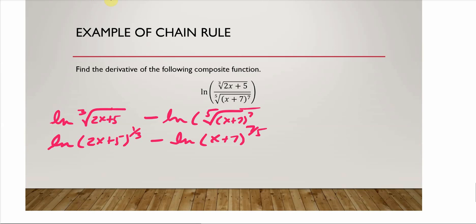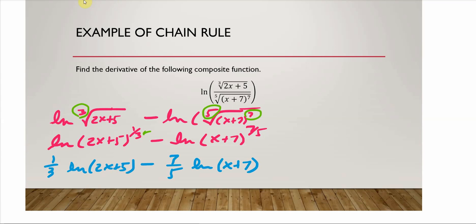Now remember what I said in a previous video. This guy is considered to be your root, and this is your power. So the roots, where do we find roots of a tree? In the bottom. So that's why we put the 5 on the bottom and 7 on top. And here's my root. My root is a 3, so I put it on the bottom. So now I'm about to use the properties of logs. That means that I'm going to rewrite this as 1/3 ln of 2x plus 5 minus 7/5 ln of x plus 7. Now I'm about to take the derivative.